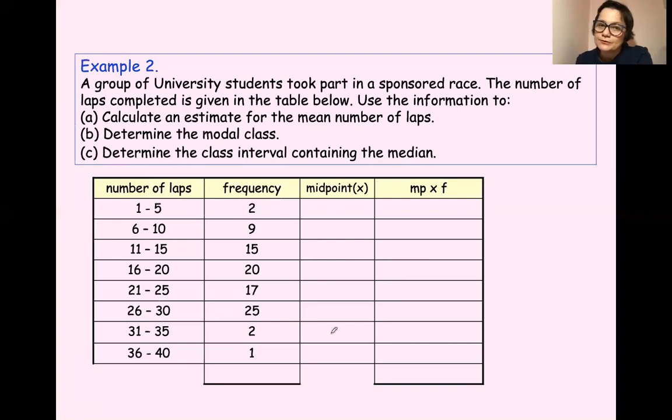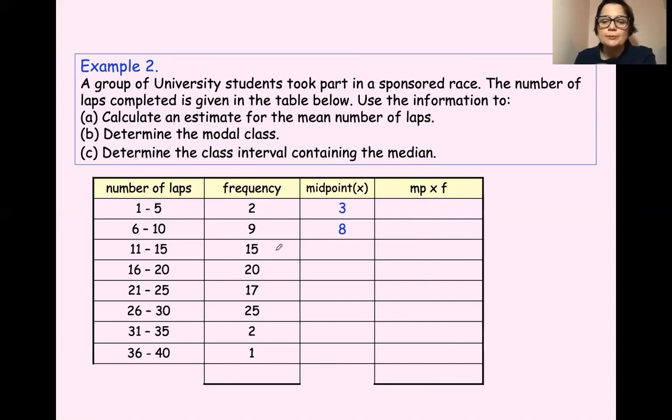We need another column for the midpoint, and we need another column here to calculate the multiplication of the midpoint by the frequency per midpoint. So the midpoint of 1 to 5 is 3. So this is the class. How many classes are there all together? It's 1, 2, 3, 4, 5, 6, 7, 8 classes all together, or 8 groups, if you want to call them groups. And the width of each, 1 to 5, is 4.